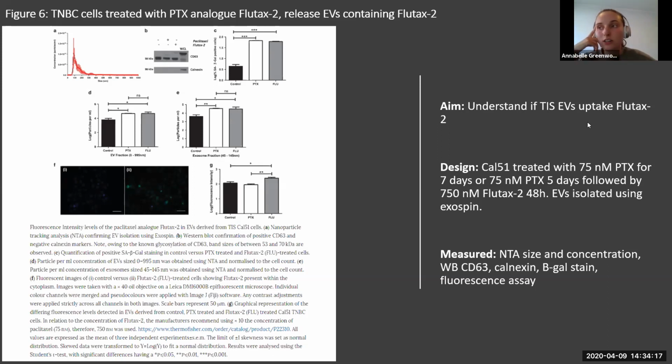And then they validate the senescent phenotype just by using the one marker that indicates senescence, the beta-galactosidase, in A and C. And then in F and G, that's where they have the fluorescence assay to look at the uptake of FluTax2 in EVs, and you can see there's a slight increase in that compared to the controls and the PTX treated alone. So the only thing I had to say about that was just the different EV preparation methods, they really should explain why they change it. And then they need to validate that they're actually looking at EVs again.